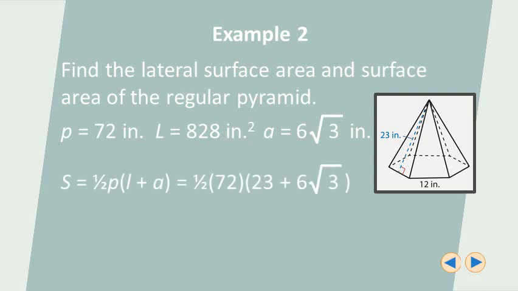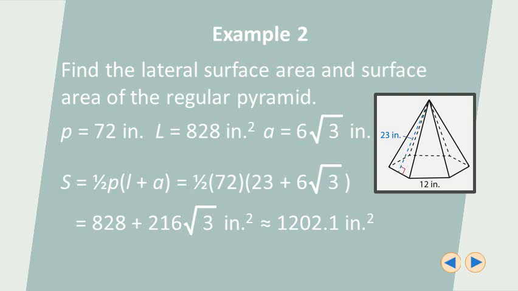So again, using our formula, 1/2 perimeter times slant height plus apothem gives us this. We put all that together and we end up with 828, right? That's the 1/2 72 plus 23. Then we distribute this out again, 1/2 72 times 6 times the square root of 3. And our approximate is 1202.1 inches squared.